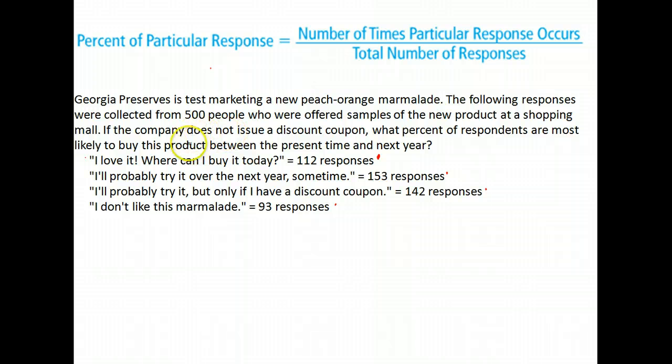Okay, so here's our stipulations. If the company does not issue a coupon, these people who said they would try it only if they had a discount coupon, they are out. What percent of respondents are most likely to buy this product between the present time and next year? Well, this bottom category is also out. They did not like the marmalade. And so we have our top category who loved it and wanted to know where to buy it. And then we have this category that says they would probably try it over the next year sometime. So these are the two groups we're talking about for this question.